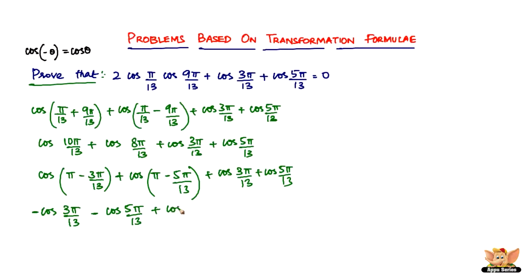And plus cos of 3 pi by 13 plus cos of 5 pi by 13. So here negative cos 3 pi by 13 and positive cos 3 pi by 13 get cancelled. Negative cos 5 pi by 13 and positive cos 5 pi by 13 get cancelled, and therefore we get a 0. So this is how we prove that 2 cos of pi by 13, cos of 9 pi by 13 plus cos of 3 pi by 13 plus cos of 5 pi by 13 equals 0.